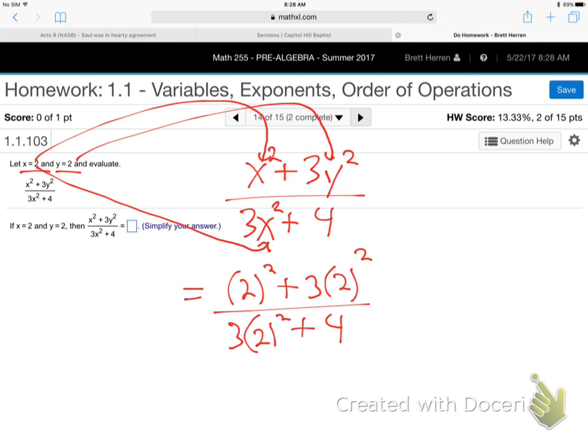Everybody see what I did there? Yeah, so I plug them in like that. Put parentheses around the numbers you plug in and put them in the place of the x's and the y's. Now, can you work it out from there? Do those powers first. Adding, subtracting last.